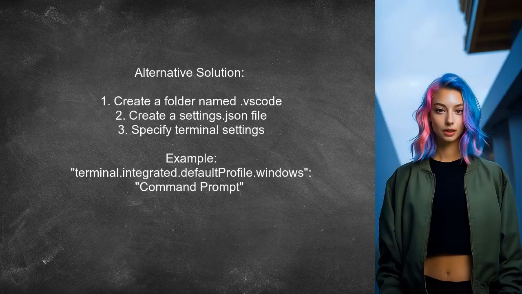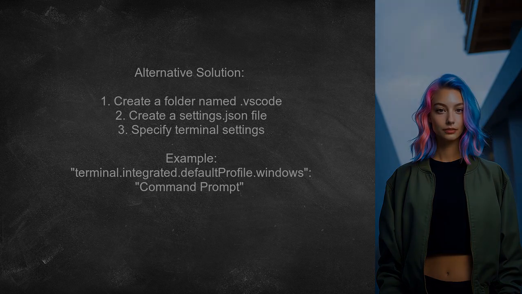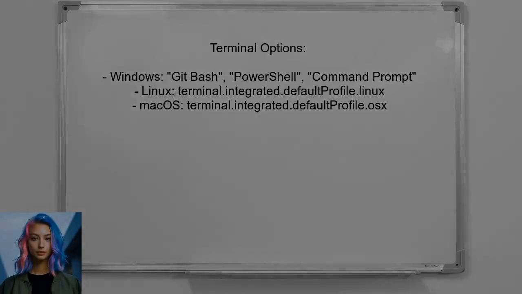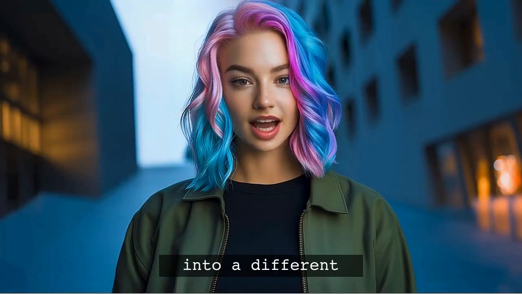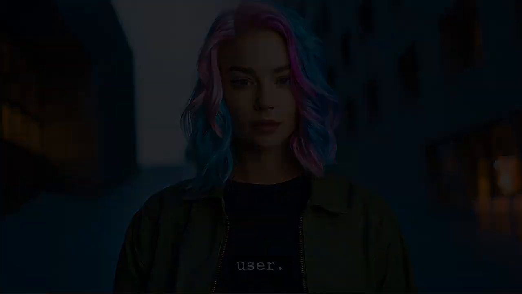To change the default terminal in Visual Studio Code, one user suggests creating a folder named .VSCode. Inside this folder, create a settings.json file and specify your desired terminal settings. You can set various terminals like Git Bash, PowerShell, or Command Prompt for Windows. For Linux and macOS, use terminal.integrated-default-profile.linux and terminal.integrated-default-profile.osx respectively. Now, let's dive into a different answer from another user.